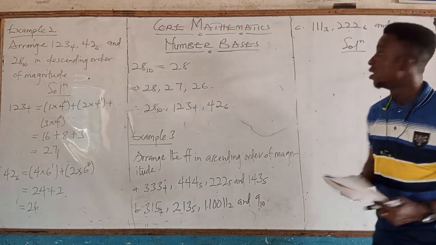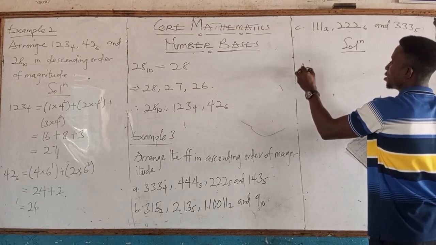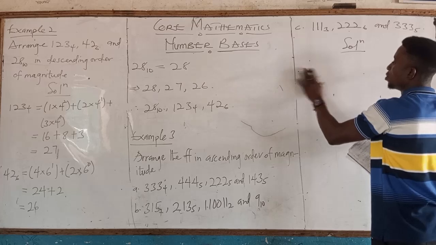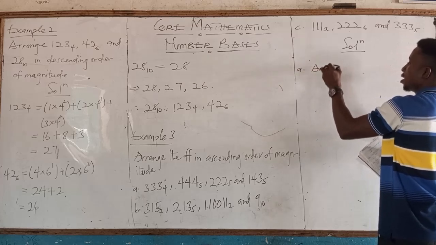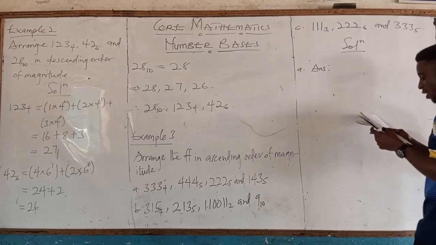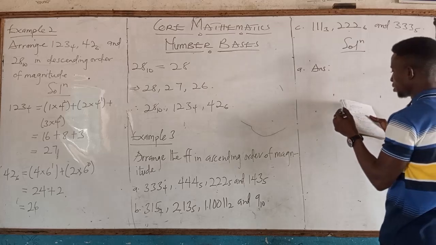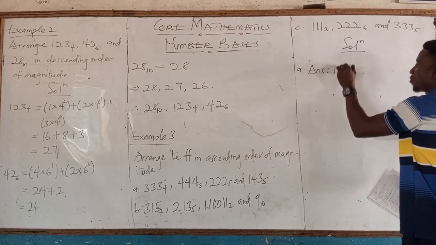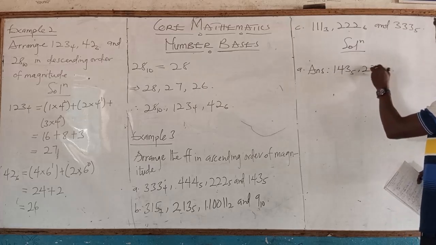Are we okay? Okay. So answers. So let me put A. Answer. So if you solve the A, you would be getting 143 is 5, 2, 2, 2.